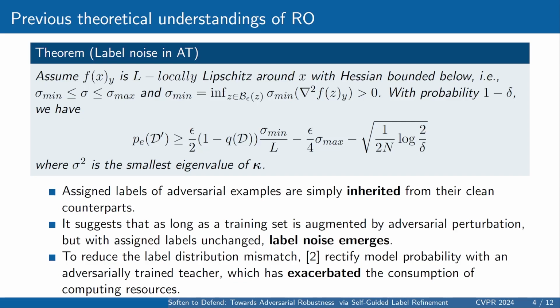Recent works show that robust overfitting is amplified by label noise. Under a valid assumption about the bounded Hessian, we could know that the perturbed set will include label noise with high probability. This also means that assigned labels of these adversarial examples should not simply be inherited from their clean counterparts. Previous work suggests that an adversarially trained teacher model could help rectify label mismatch.